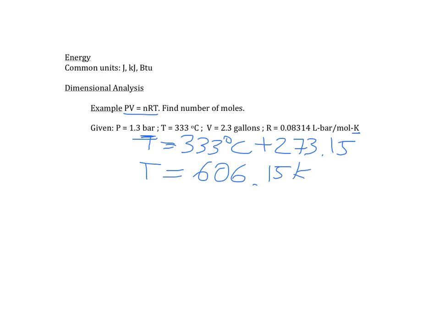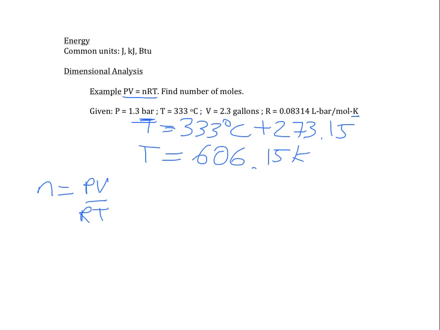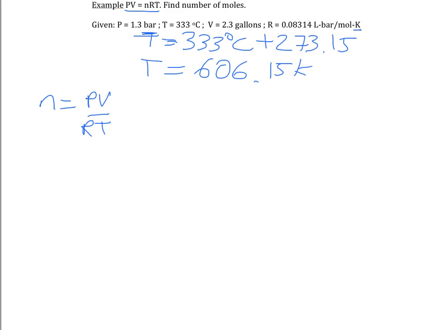We have the formula up here, PV equals nRT. We can rearrange that: n is equal to PV over RT. So we just did some simple rearrangement. So let's look at how we would go about that. Let me just scroll this up and write out my solution.